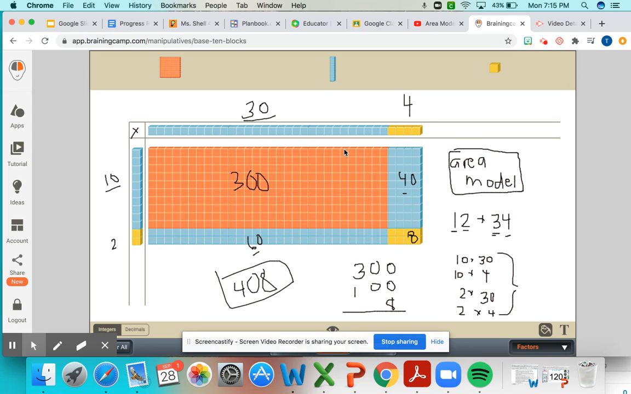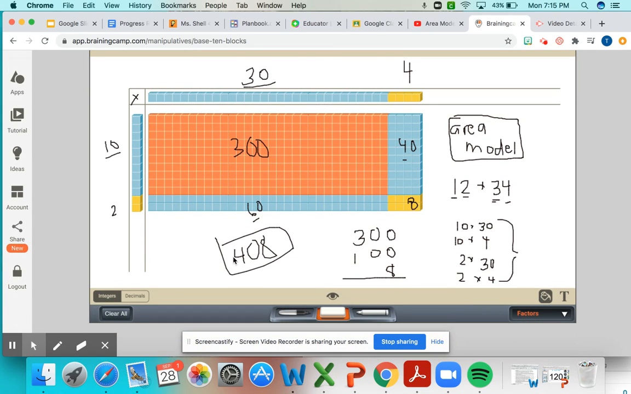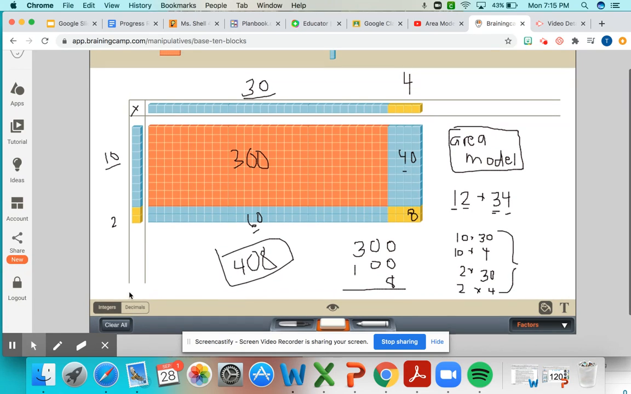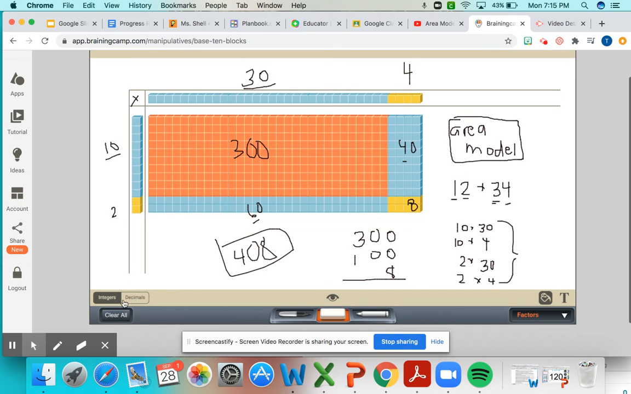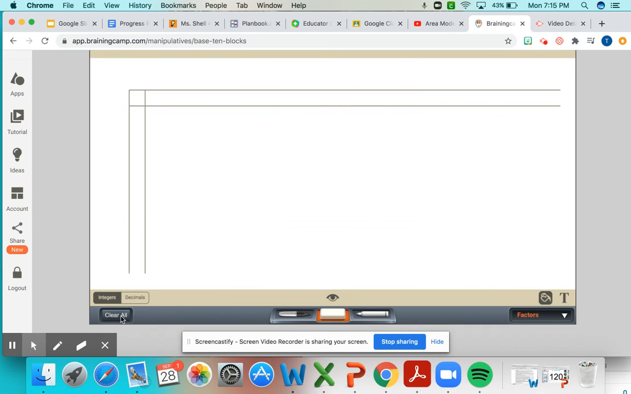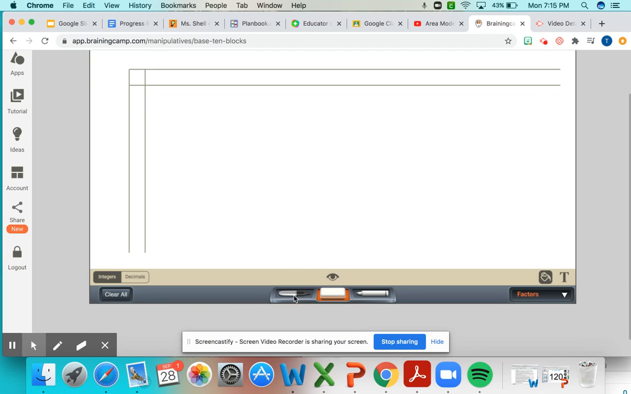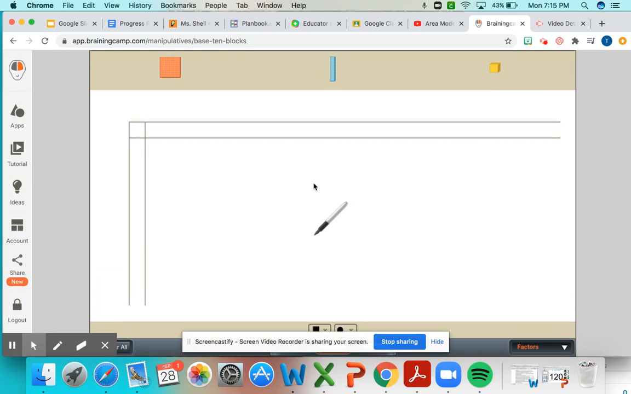So obviously you can't transfer this onto your paper. You are going to draw a sketch. So I'm going to show you what that will look like. I'm going to go ahead and clear this. You could take a screenshot of this and use it as an example. And I'm going to clear this, and now I'm going to show you just how to do it if I were to draw a sketch on my paper.